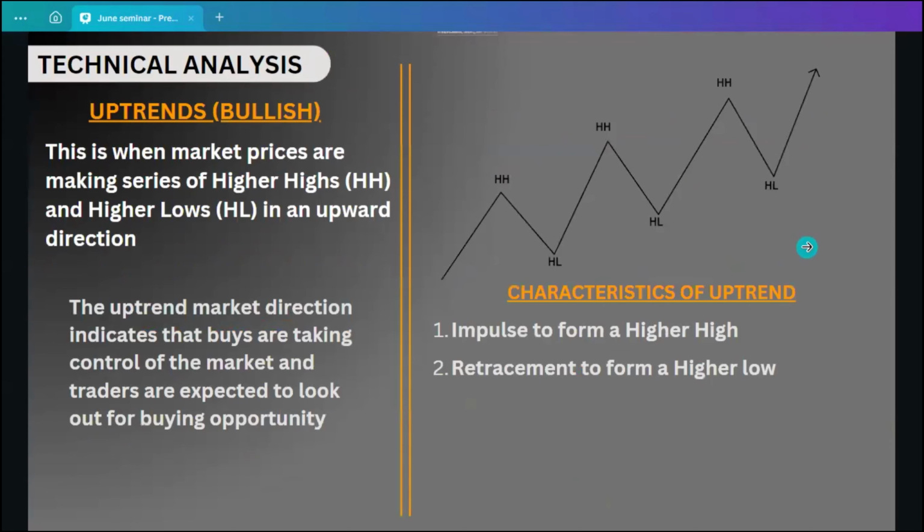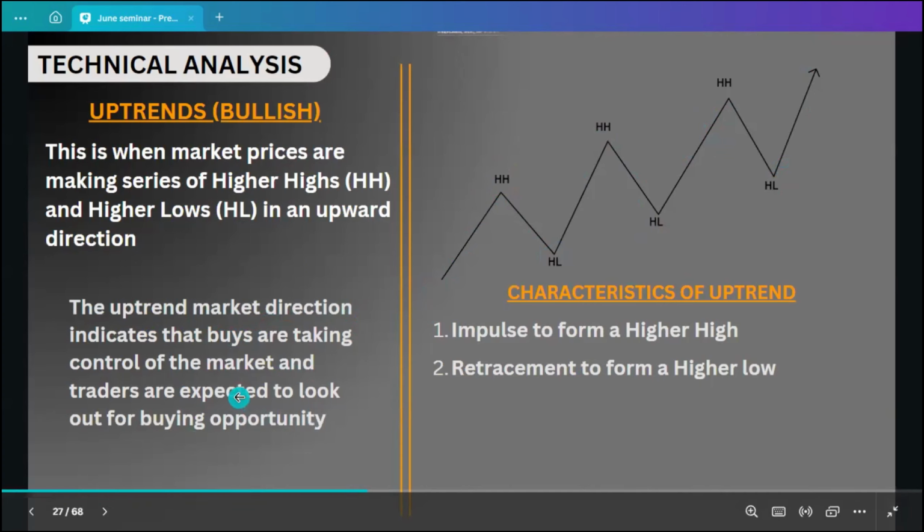Now let's look into uptrending markets. An uptrend is when the market prices are making a series of higher highs and higher lows in an upward direction. As you can see, price is moving up: HH, HL, HH, HL, HH, HL. That is price making a series of higher high, higher low, higher high, higher low, and boom, higher high. So the uptrend market direction indicates that buyers are taking control of the market. When you see price making a series of higher highs and higher lows like this, it means that buyers are invading the market at that particular moment.